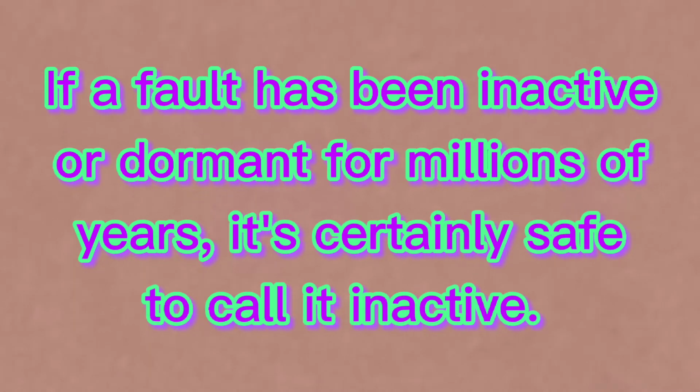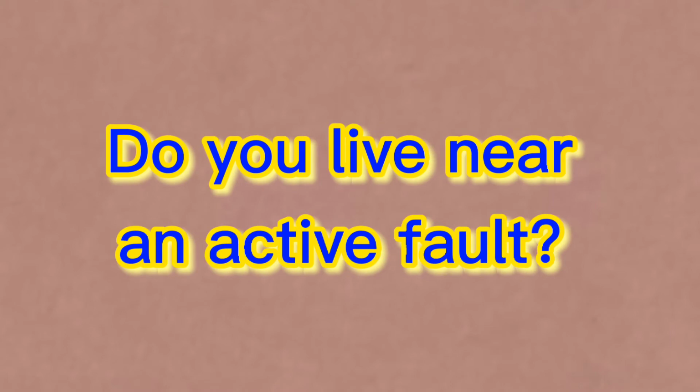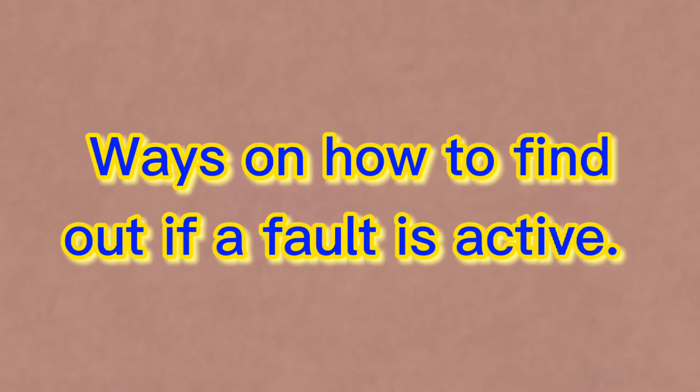So, for us to be able to say that a fault is inactive, we have to observe it sa napakahabang panahon. Imagine, millions of years. What? Do you live near an active fault? Scientists use different ways to find out if a fault is active. One is by checking the country's historical records. Historians always write about destructive events such as earthquakes. Another is by studying the vibrations, past and present, that come from faults. Still another way is by observing the surroundings.